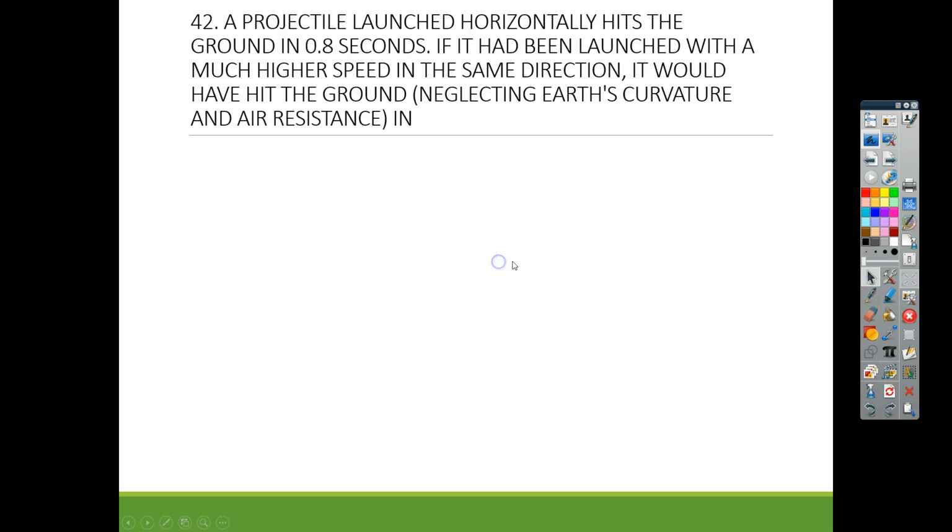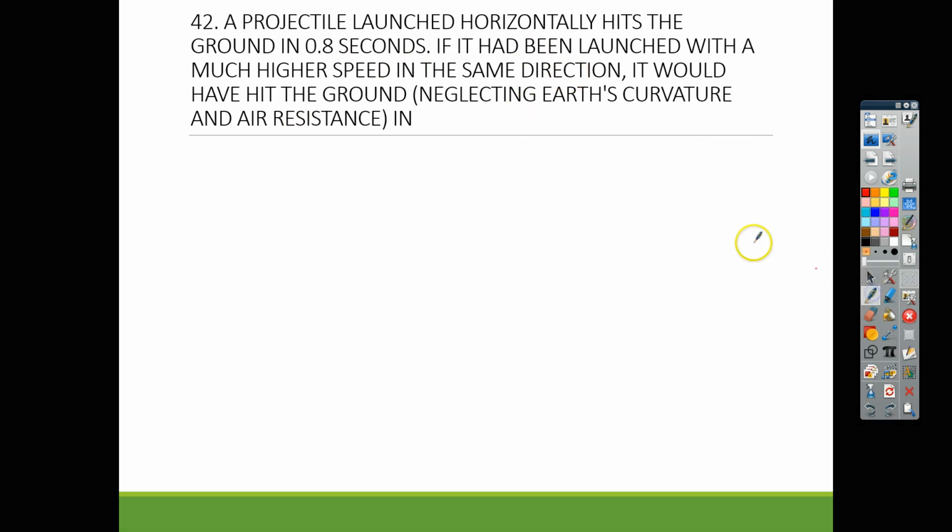Number 42 says, a projectile is launched horizontally, hits the ground in 0.8 seconds. If it had been launched with a much higher speed in the same direction, it would have hit the ground, if you neglect Earth's curvature and air resistance, in, and then this one is also 0.8 seconds. So even though it's got a higher speed in this direction, so let's say that this is our original speed, and then the second time we do it, we launch it at a much higher speed, V0 2.